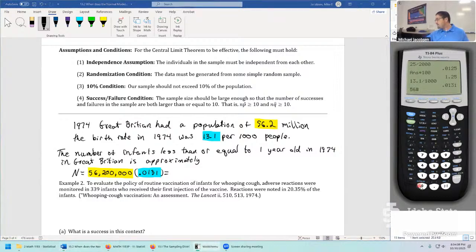So 56,200,000 times 0.0131 gives us a total population size of infants in Great Britain at this time of 736,220 infants. And we could have researched even further.